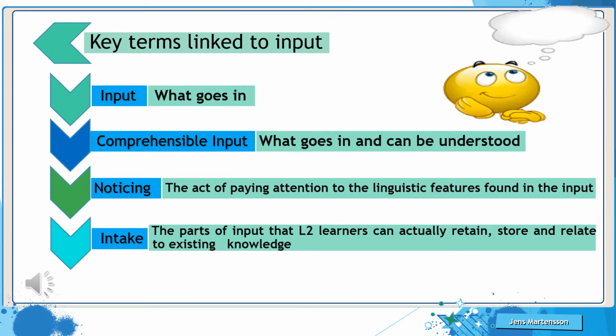Before we proceed to the next one, let us define first the key terms linked to input, where input itself refers to what goes into the learners. This is the process where the learners receive the data of the second language. And the second one is comprehensible input, which refers to what goes in and can be understood. This is when the learners are able to understand the messages they received.